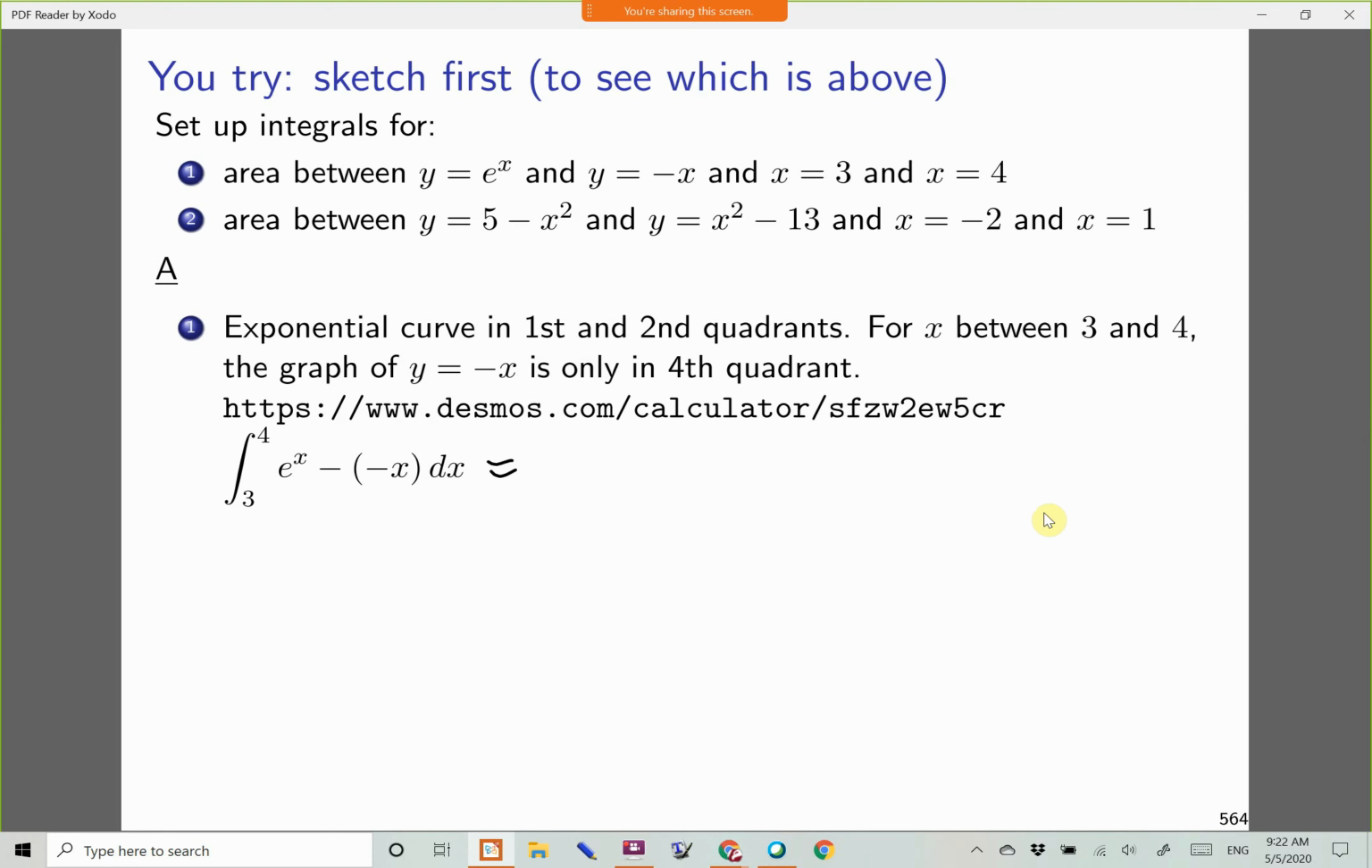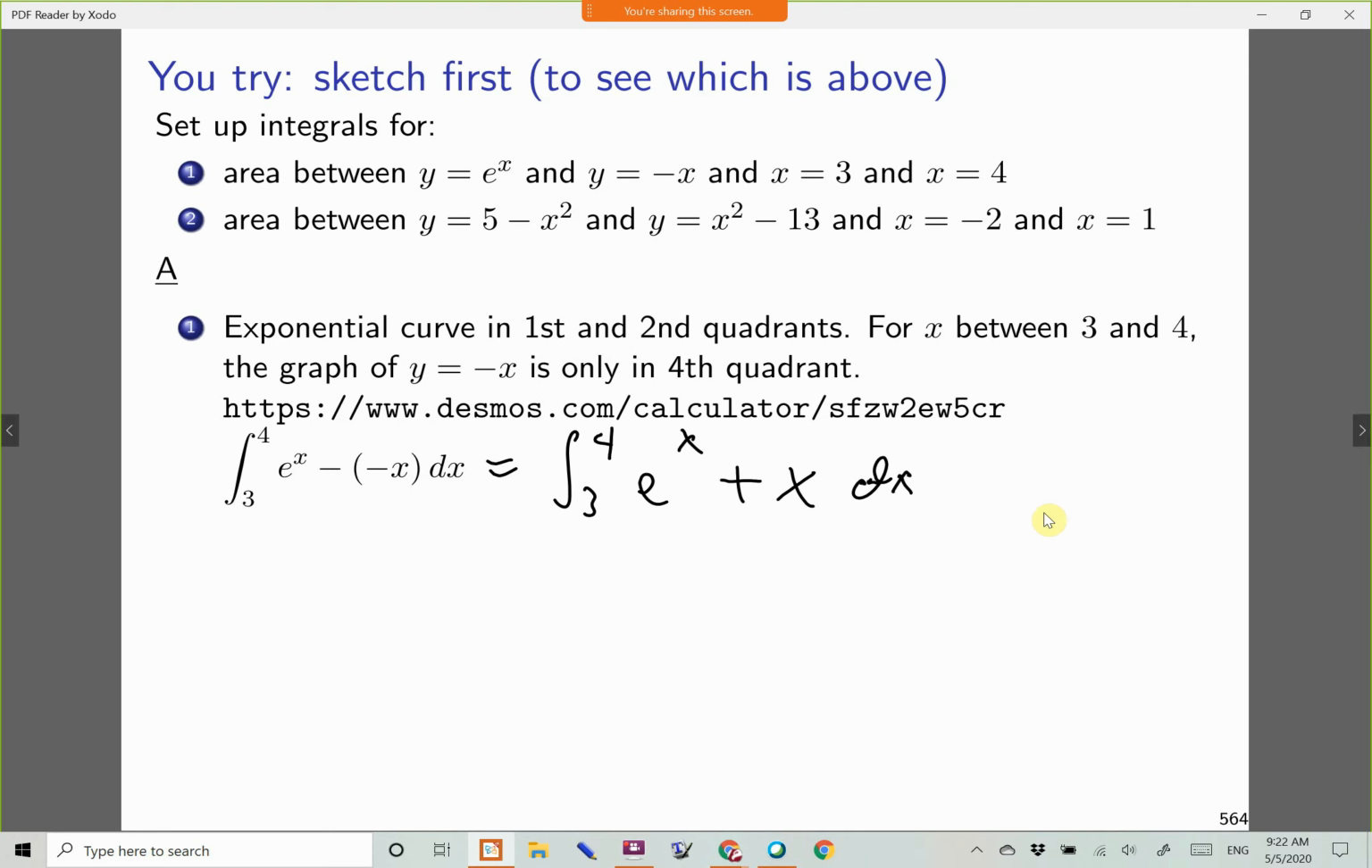Of course, if you'd like, you could write this as the integral from 3 to 4 of e to the x, and then minus minus, you convert that to a plus, x dx. This would be more like some of the work you do if you're actually going to go find the number. But again, today I want to focus more on just setting up the integral, and talk through what the graphs look like and this sort of thing.